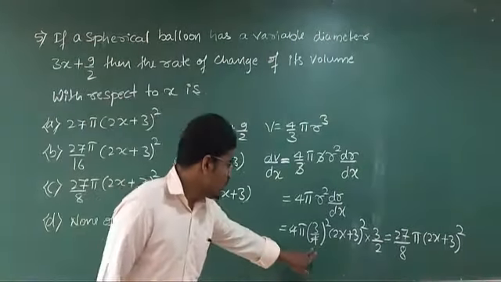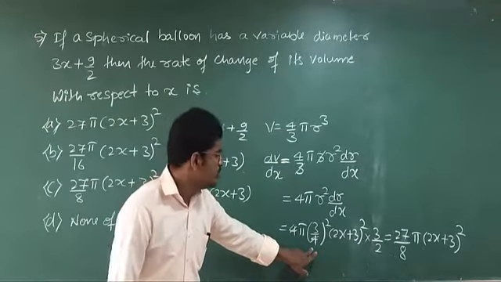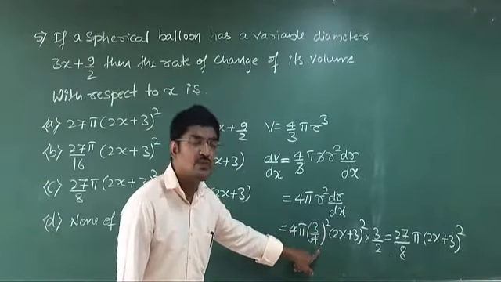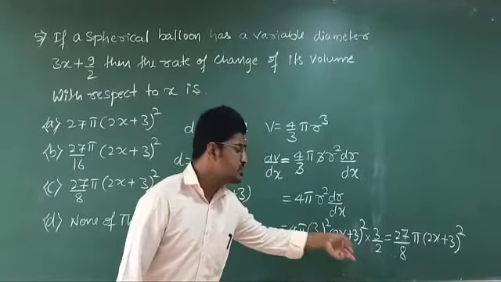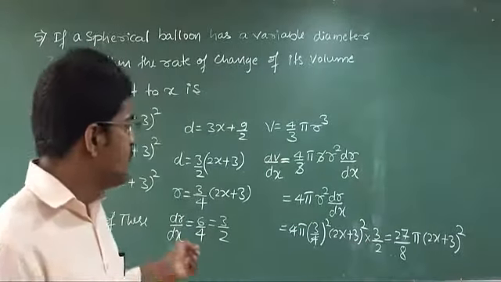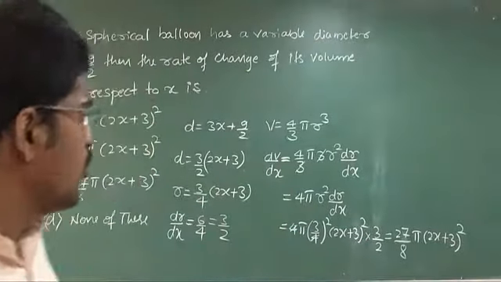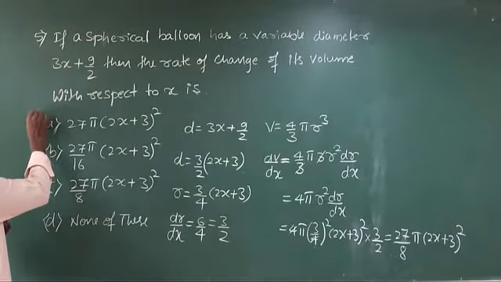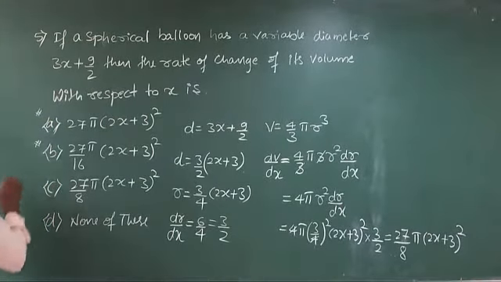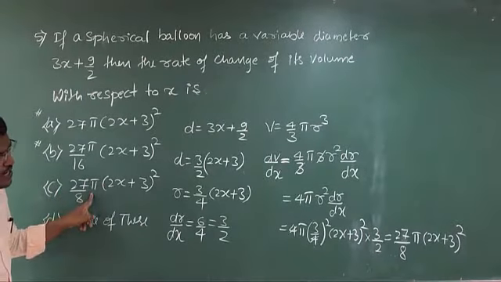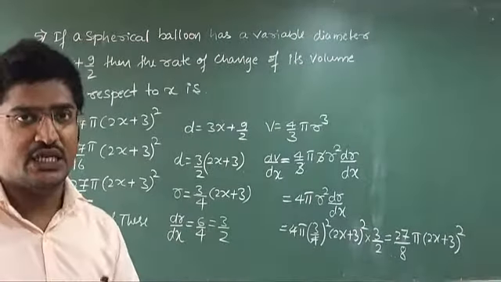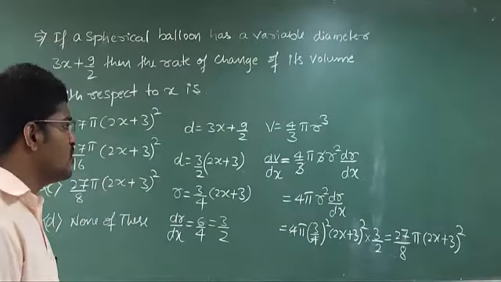See here you have 2 times of 4. So you remove one of the 4, you will remain with another 4. 3 square is 9 divided by 4. 9 by 4 into 3 by 2 is 27 by 8. So multiplied with 2x plus 3 whole square into pi will be your answer. So which option? This is not your answer. Divided by 16, this is also not your answer. 27 by 8 pi 2x plus 3 whole square. So option C is correct. Clear, students? So I think you got the solution.